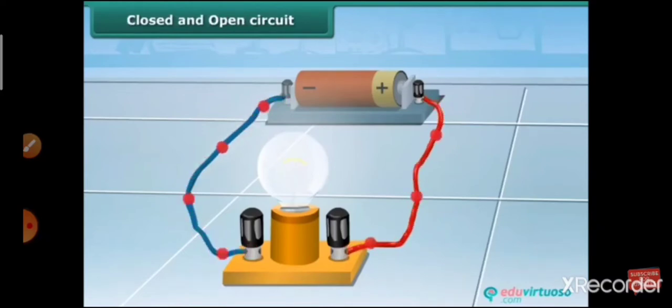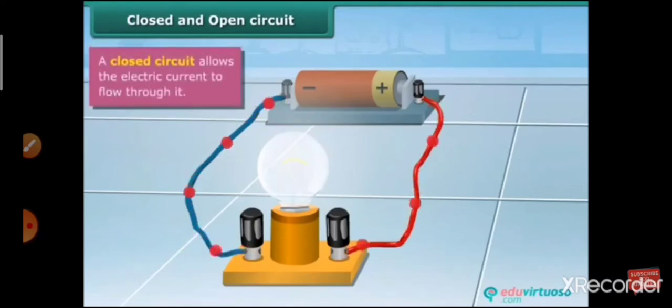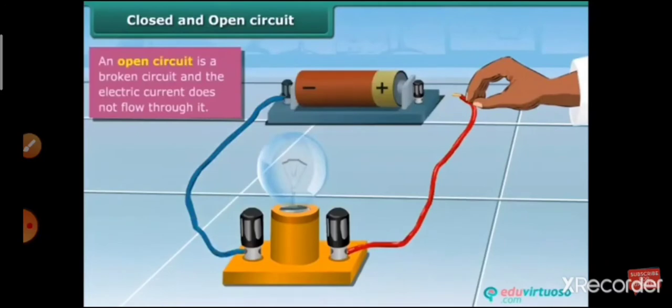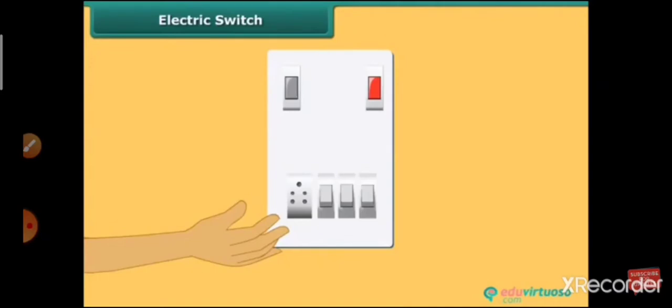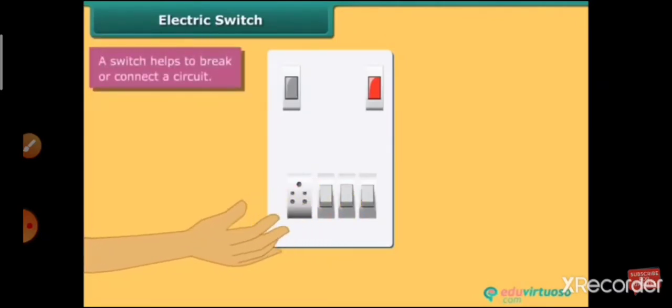Now, closed and open circuit. If you see both the wires are connected to both the terminals, it is an unbroken path. It is a closed circuit. Disconnect one of the wires. You will find that the path is broken now. Also, the bulb does not light up since electricity can't flow through the broken path. This is known as an open circuit.